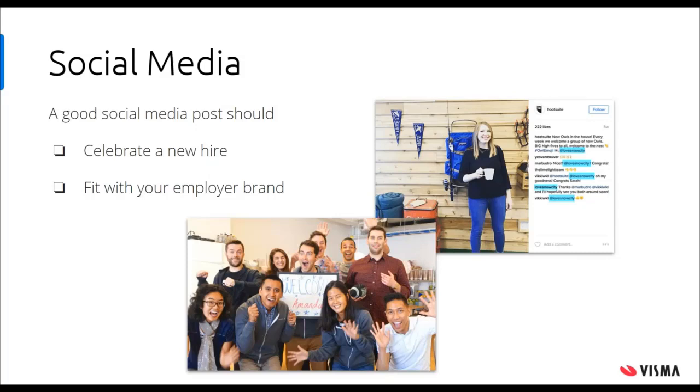And of course, you see some very happy people, very casual. Share it in a way that is suitable for your employer brand. So if you're a little bit more formal, you don't have to go all crazy with confetti and balloons. It's entirely up to you how you wish to do that.